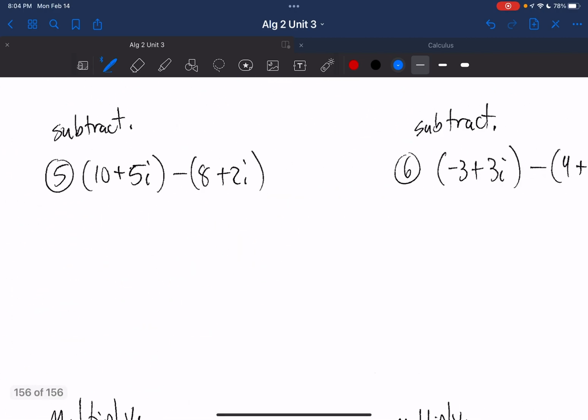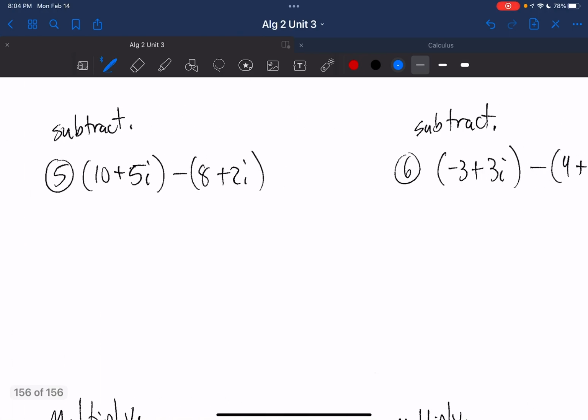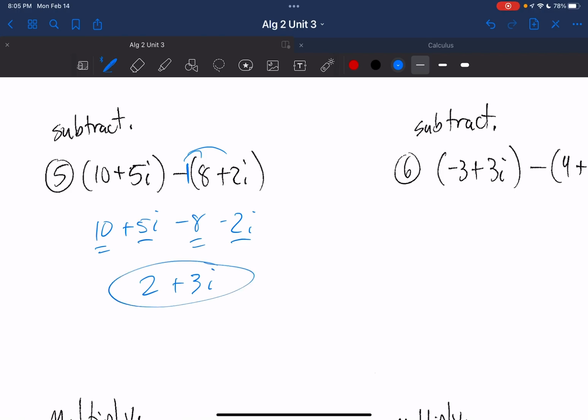The second page is subtraction. The process is basically the same as addition; you just have to pay attention to your negatives. Pretend there's a negative 1 in front here and distribute the negative through. So we get 10 plus 5i minus 8 minus 2i. Put the real part with the real part and the imaginary part with the imaginary part, so we get 2 plus 3i.